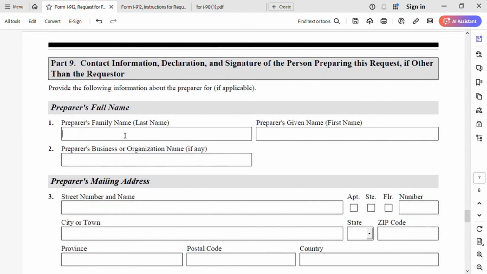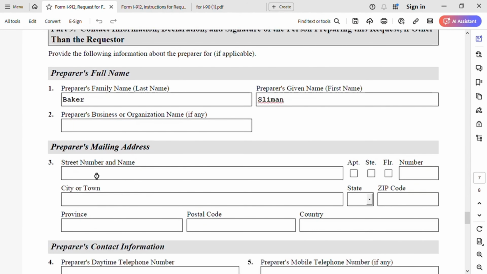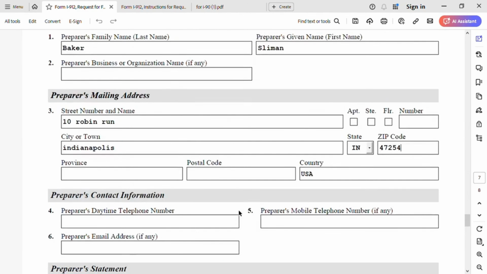This is the preparer's family name. It's going to be Baker. And the preparer's given name is Sliman. And the preparer's business, I don't have any business, so you can leave it blank. Mailing address is 110 Robert Run. City or town is Indianapolis. And the state is Indiana. And the zip code is 47254. And automatically the country right here will be populated as USA because you selected the state.